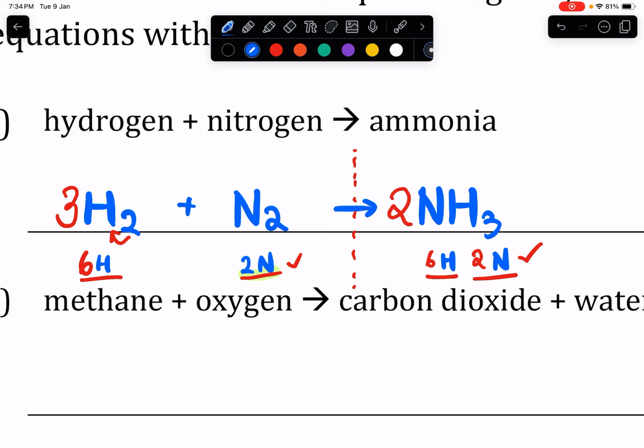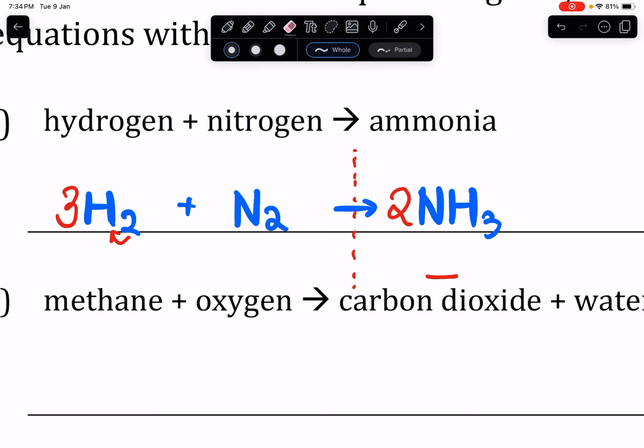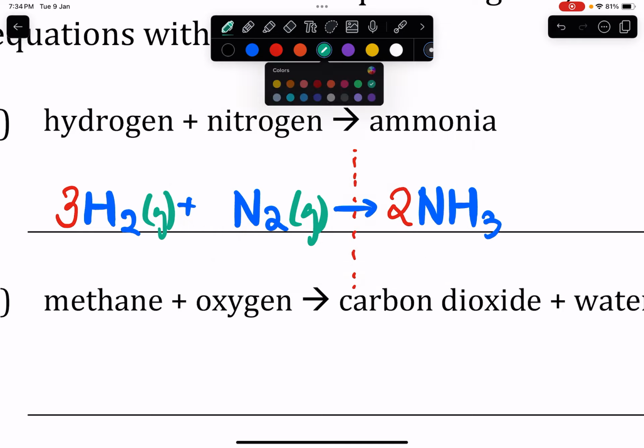Now, why is that the case? It's because we can't create nor destroy atoms. Everything must come from something, right? So therefore, I must account for each and every single atom that was there. Now, the last step is to write the state symbol, which is in your syllabus. So how do you write the state symbols? You need to know that hydrogen exists as a gas at room temperature. Nitrogen also exists as a gas at room temperature, is in our air. And ammonia also exists as a gas at room temperature.